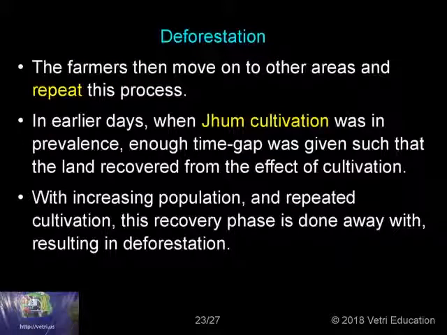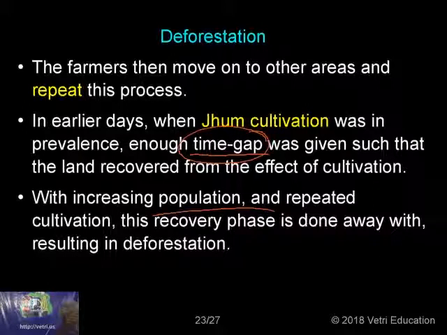You don't give sufficient time. So what happens? It is losing what is known as potentiality. The farmers then move to other areas and repeat this process. In earlier days when jhum cultivation was prevalent, enough time gap was given, mostly 14 years, such that the land recovered from the effect of cultivation. With increasing population and repeated cultivation, this recovery phase, this time gap, is done away with, and that has resulted in deforestation.